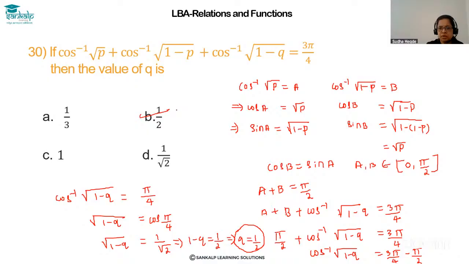The major step here you need to take: cos inverse root P is equal to A, cos inverse root 1 minus P is equal to B, and arrive at cos B is equal to sin A. That is the major step. So option B, 1 by 2 is the correct answer. Thank you.